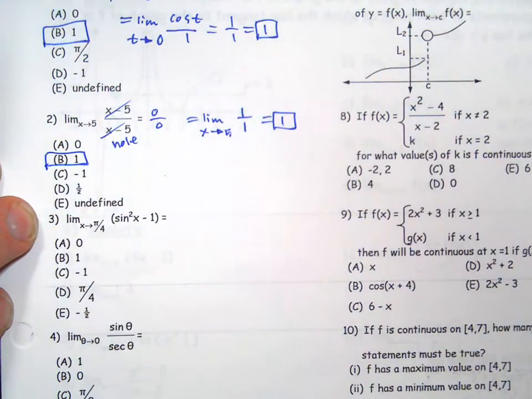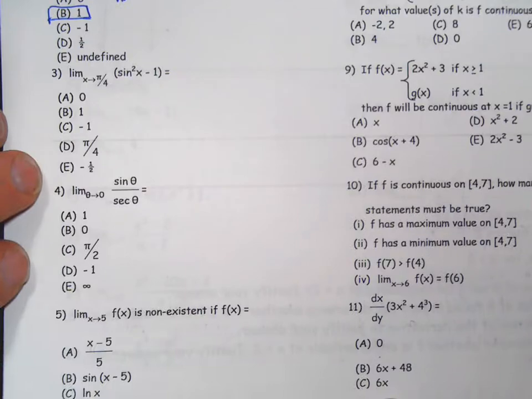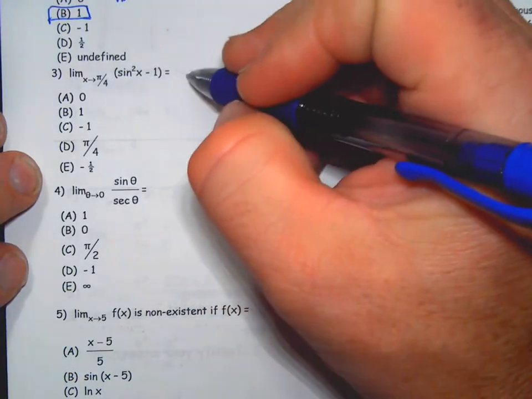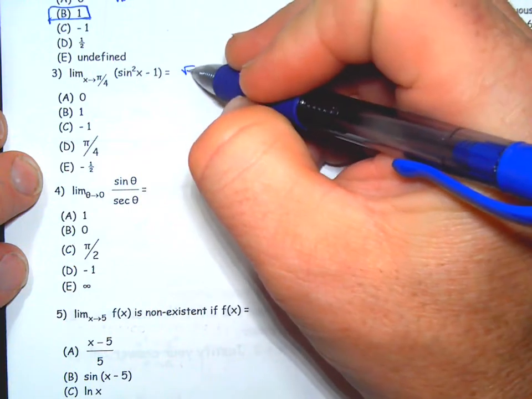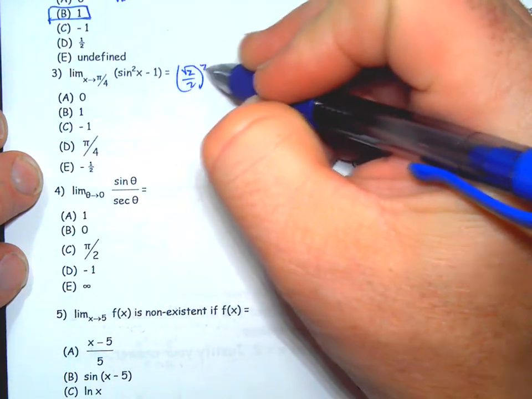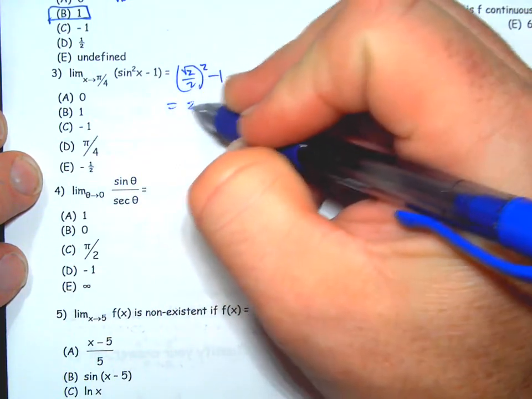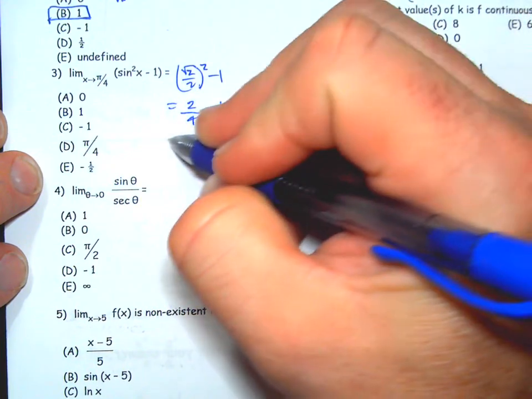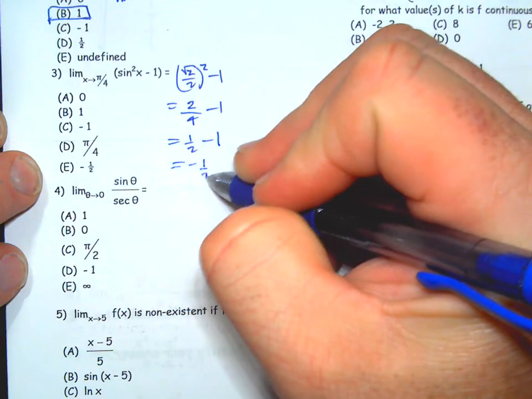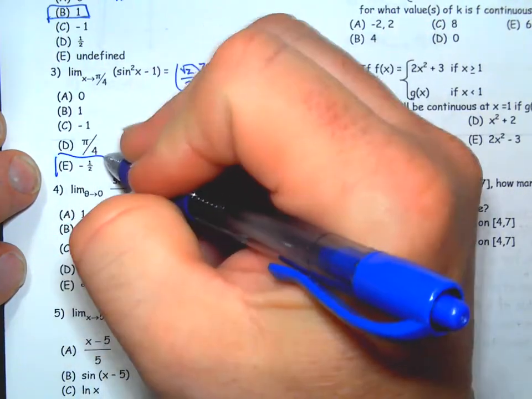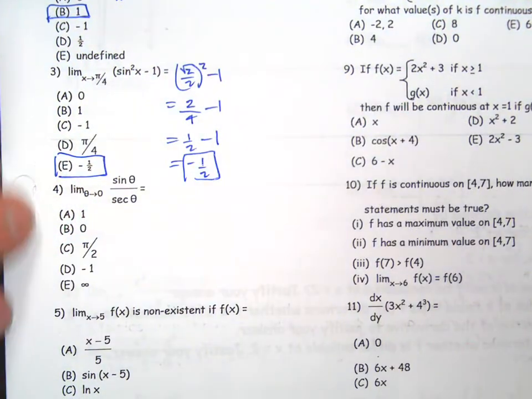So number 3, plug pi over 4 in here, you get root 2 over 2 squared minus 1, which would be 2 over 4 minus 1, which would be 1/2 minus 1, which would be negative 1/2 for your final answer. Nothing tricky there, just some basic trig.